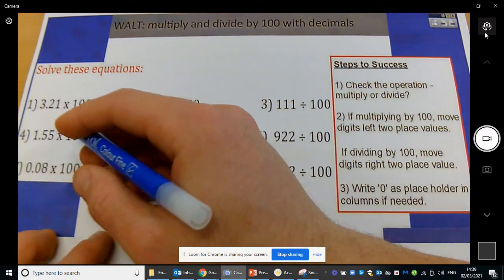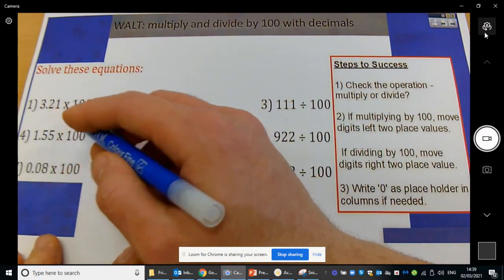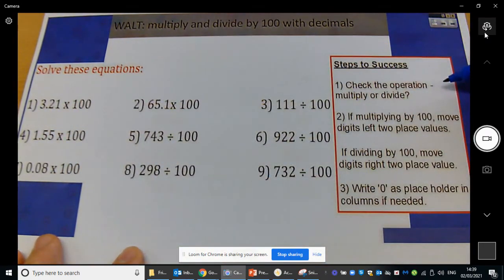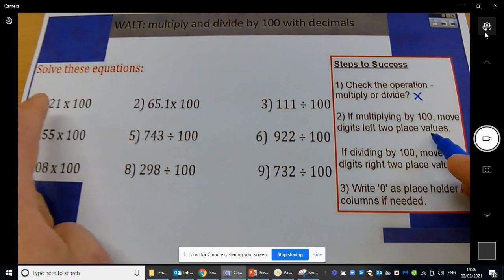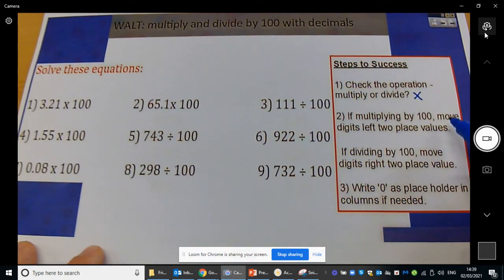So let's do this first one together. So 3.21 times 100. Are we multiplying or are we dividing? We are multiplying. If multiplying by 100, is that us? Are we multiplying by 100 on question 1? Yes, we are. So we need to move the digits left 2 place values.